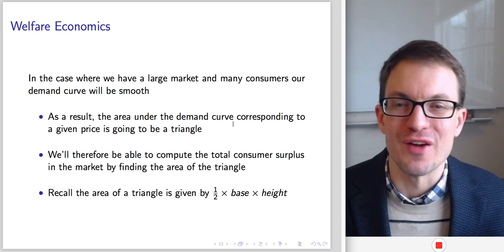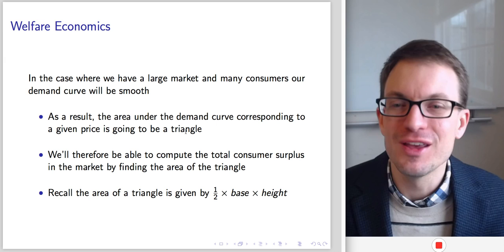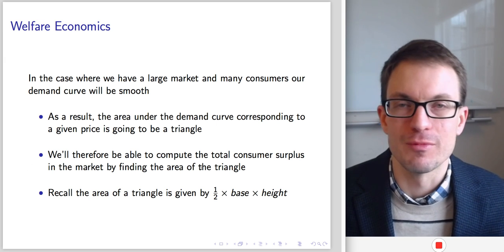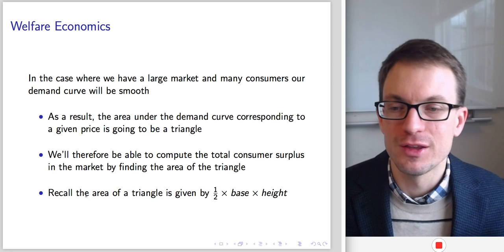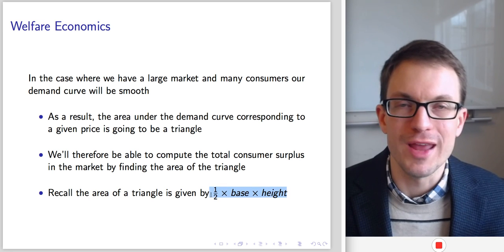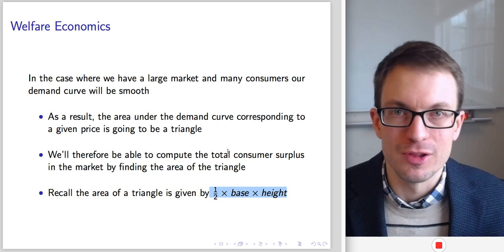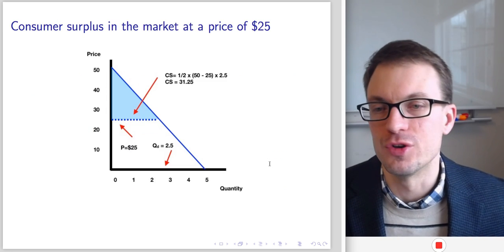In this case, the area under the demand curve is going to be a triangle, right? At least for consumer surplus. So we'll be able to compute total consumer surplus in the market by finding the area of a triangle. And remember, area of a triangle is 1/2 base times height. Base and height are just the lengths along the axis. I'll show you that in a second.